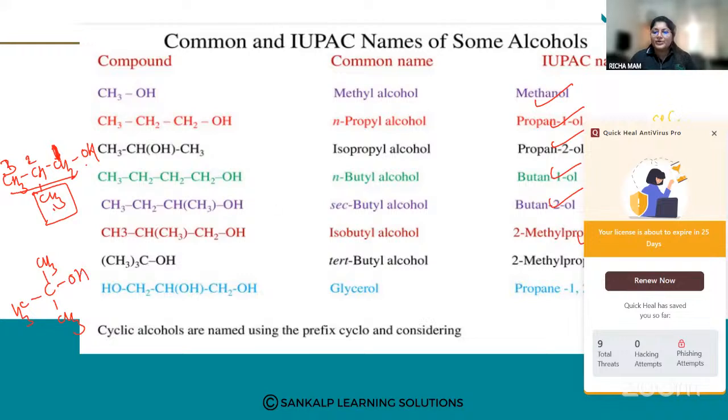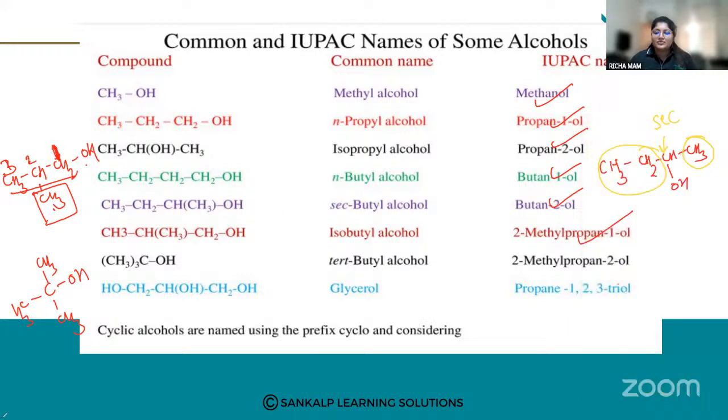Similarly, C(CH3)3OH. How are you going to name this? 1, 2, 3. At the second position you have a methyl group, so 2-methylpropane, and at the second position you have the OH group, so 2-methylpropan-2-ol. Yes, so these are the naming nomenclature.